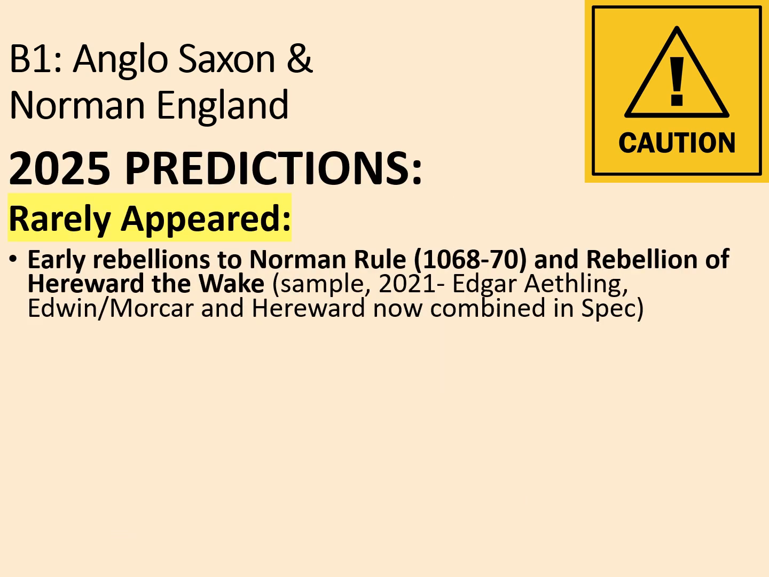The first one's a little bit complicated. Early rebellions to Norman rule, 1068 to 70, which would include the rebellion of Hereward the Wake. Now this has appeared in the sample paper and the paper in 2021. This would also include, though, Edgar Atheling's rebellion, Edwin and Morcar's rebellion, and the rebellion of Hereward, and they're all combined together in the specification these days and typically taught as something of a block.